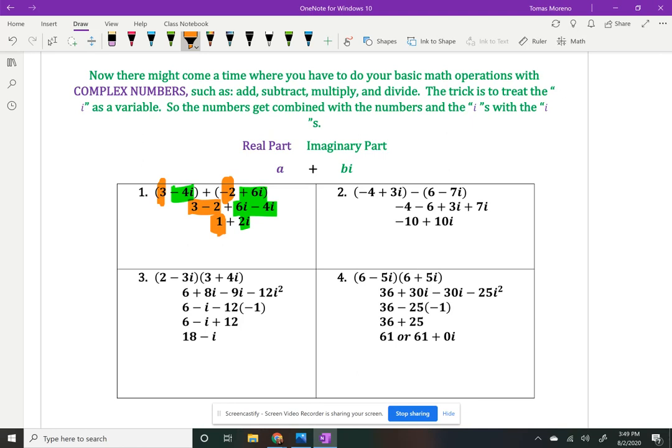And if we're subtracting, the only thing to remember is we have this negative right here in front of the parentheses, so that goes to each one. So if you notice, this 6 becomes a -6. This -7i becomes a positive 7i. So 3i and 7i is 10i. -4 minus 6, -10.